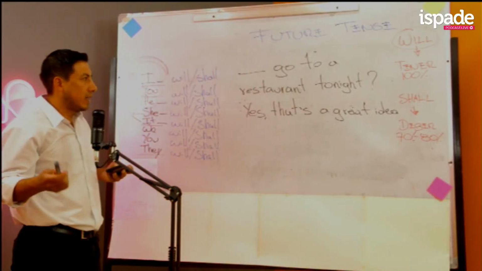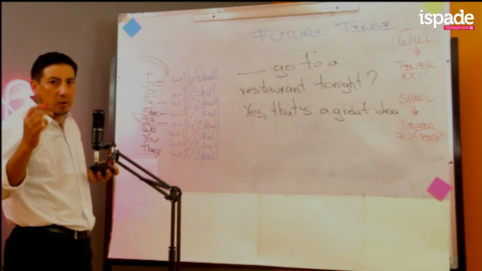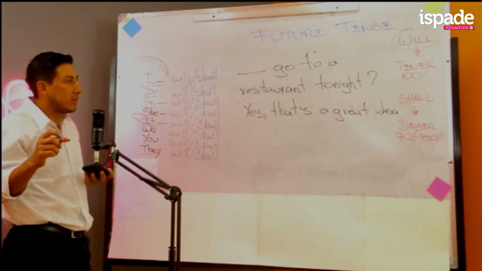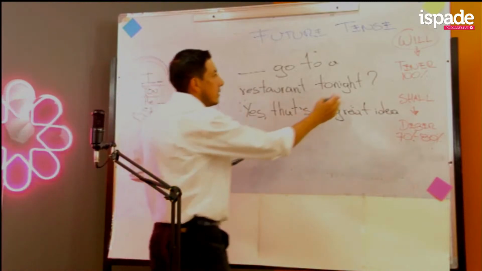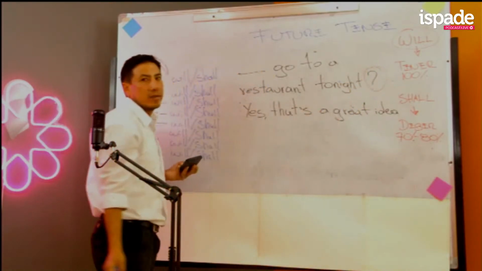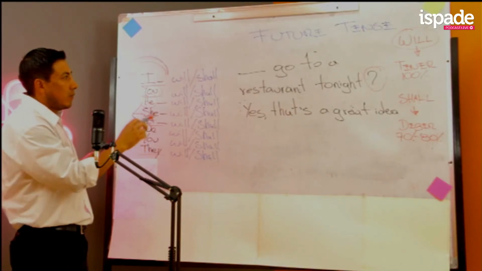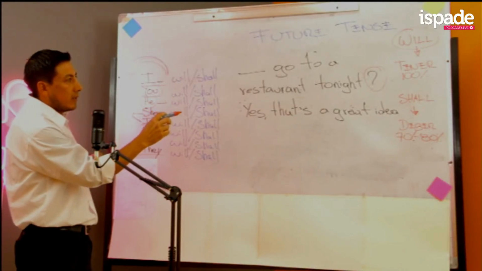Okay, so let's identify here. We got a question. Check it. It was represented with a question mark. Let's see. Question mark. So we got a question. Okay, let's check the example. Go to a restaurant tonight.